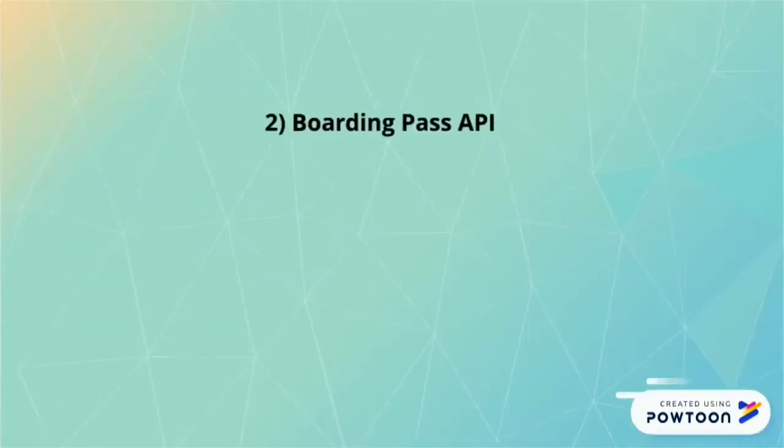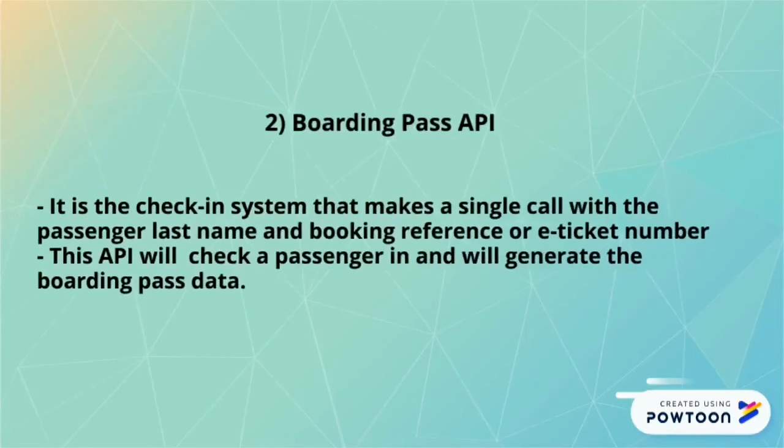Second is the Boarding Pass API. It is the check-in system that makes a single call with a passenger's last name and booking reference or e-ticket number. This API will check a passenger in and will generate the boarding pass data.